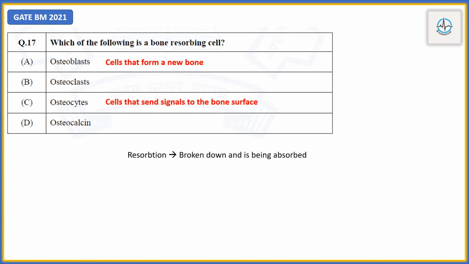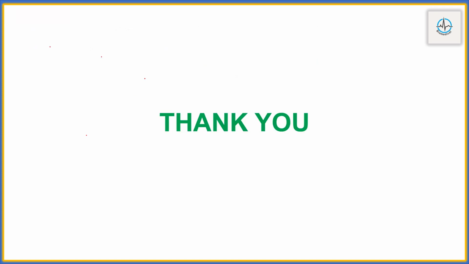The option C, osteocytes, are the cells that send signals to the bone surface. And the option D, osteocalcin, are the cells that provide strength to the bone and muscles. So out of these, option B, osteoclast, is the bone resorbing cell.